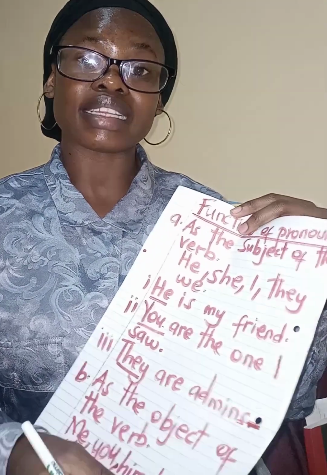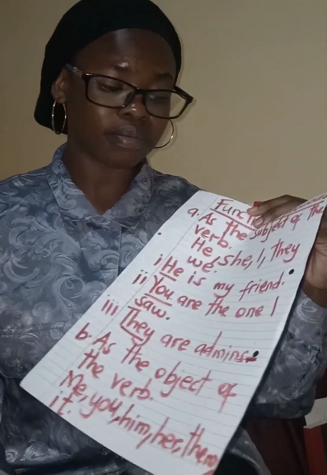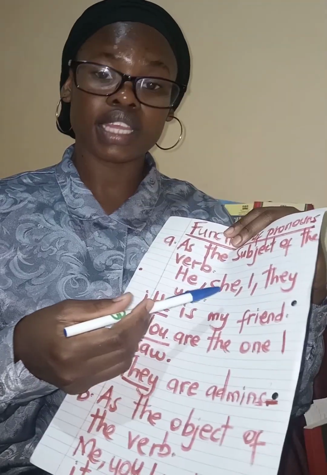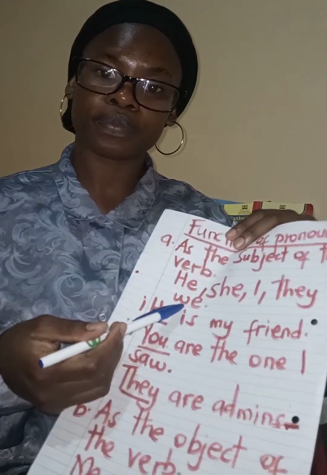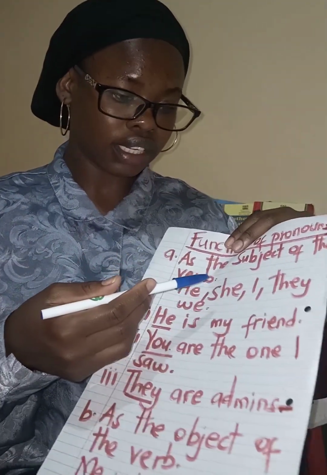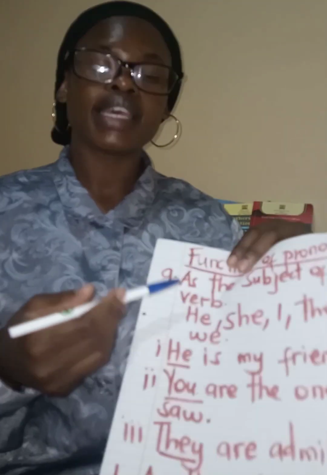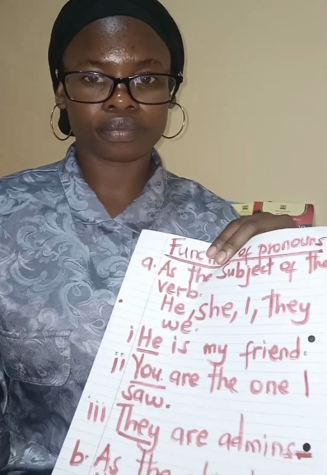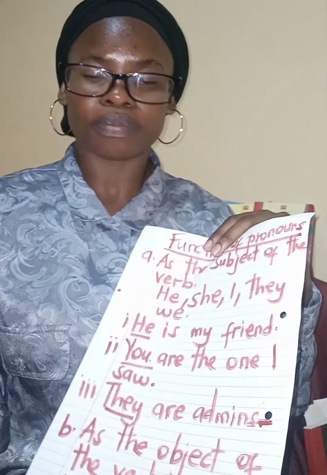Pronouns that can be used as subjects of verbs are he, she, they, and we. He went to school. She went to school. I went. We are looking at the functions of pronouns. The first one, I said, is that pronouns can be used in the place of nouns or noun phrases. The second function is that pronouns can be used as subjects of verbs.